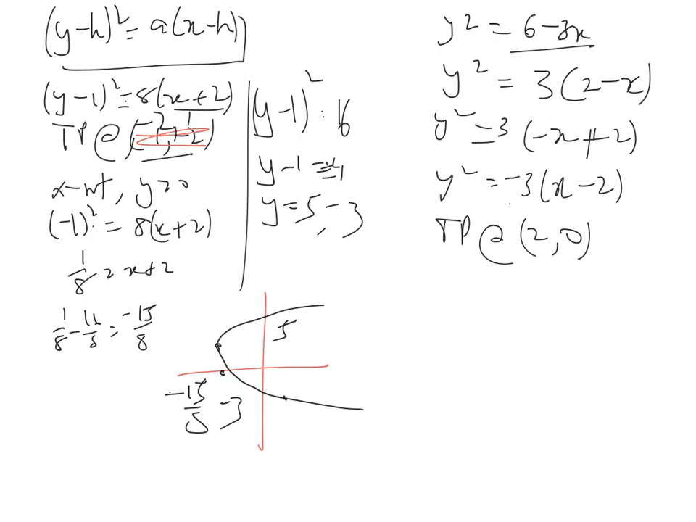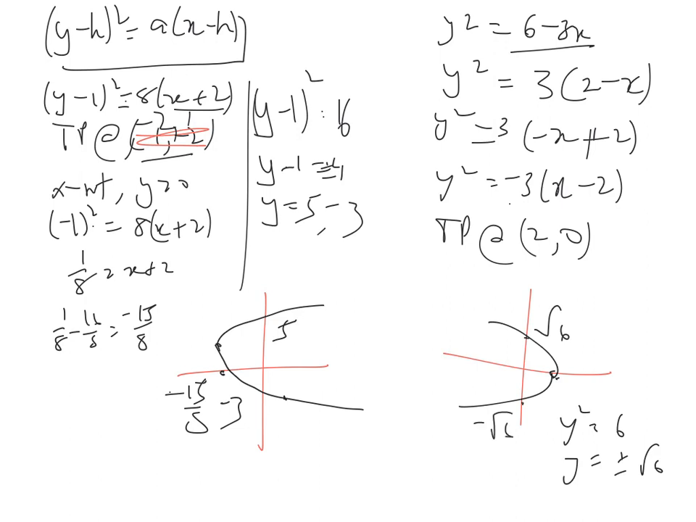Because a is negative, it's going to go the other way. So we're at 2 and 0, so it's going to go like that and like that. And to find our y-intercept, we'll let x equal 0. So then y squared equals 6. So then we end up with y equals plus or minus the square root of 6. So this one is at the square root of 6, and this one is at the negative square root of 6.